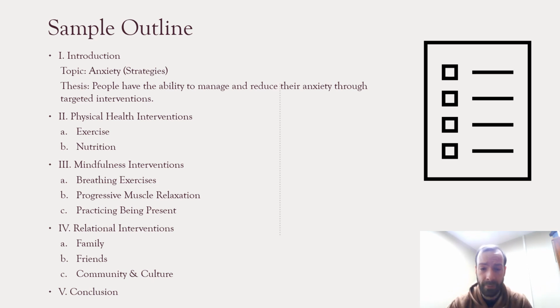For the second category, mindfulness interventions, I've actually come up with 3 interventions. And so there's 3 subpoints here: breathing exercises, progressive muscle relaxation, and practicing being present. Okay, again, I'm going to need research and resources behind each one of those points. I'm going to need to put each of those subpoints in a separate paragraph. Okay, you can see how it's really important to draft and work and rework your outline as you're doing your initial reading and research, right?